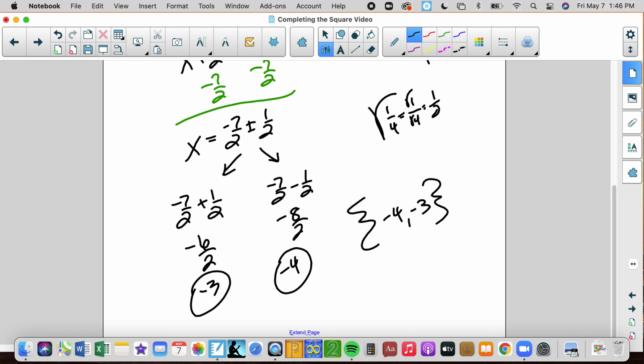Love it. All right, those are 4 examples. Hopefully, the difference between those, the first two, your b value was even, which is a little bit easier. You don't have to deal with fractions. And then the second two problems, your b value was odd. And that makes it a little bit more challenging, but you're still applying the same exact steps.